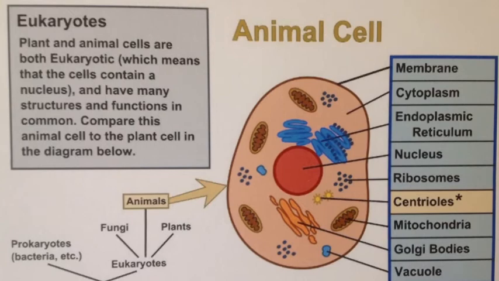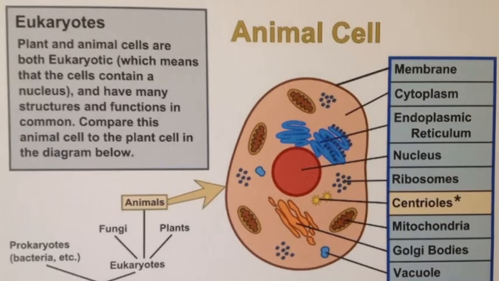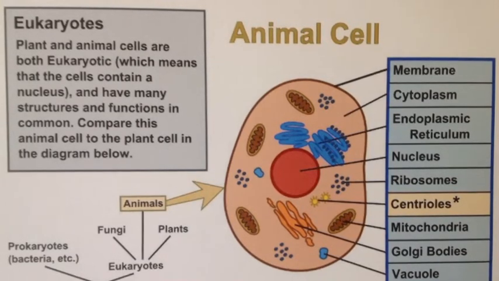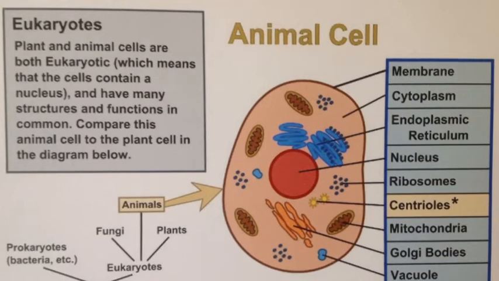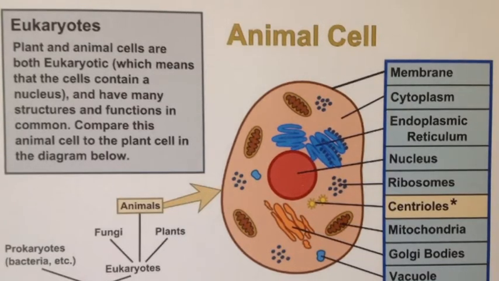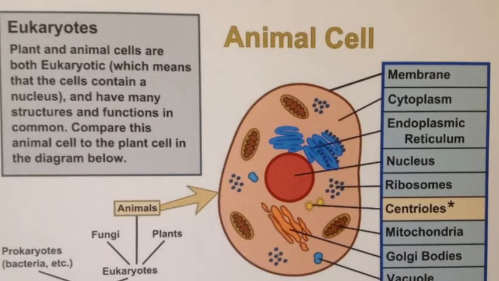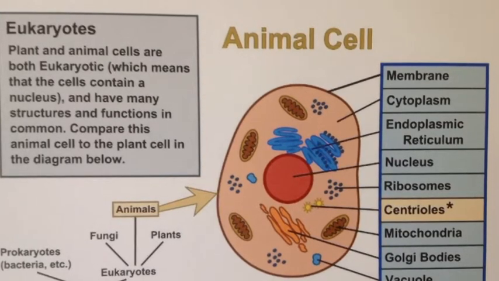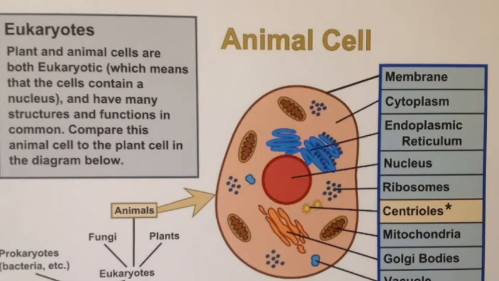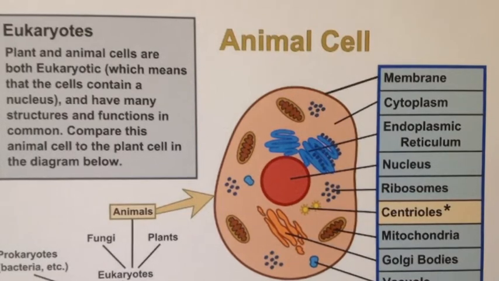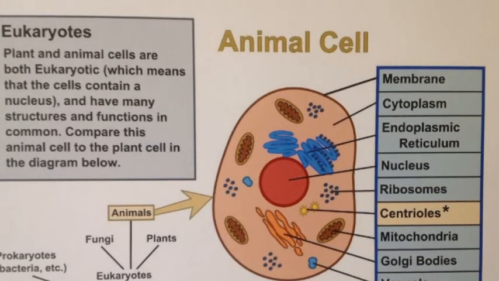Here you see a diagram of an animal cell. An animal cell is made up of many organelles. Some of them are centrioles. Centrioles form spindle fibers to separate chromosomes during cell division. The centriole is unique to animal cells. The cell wall. The cell wall provides protection from physical injury.